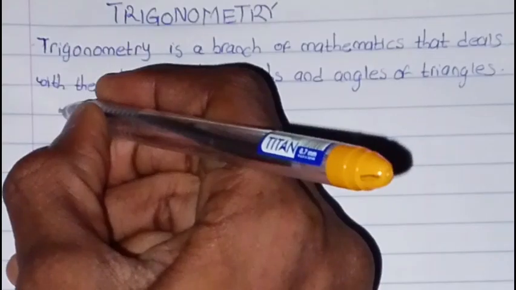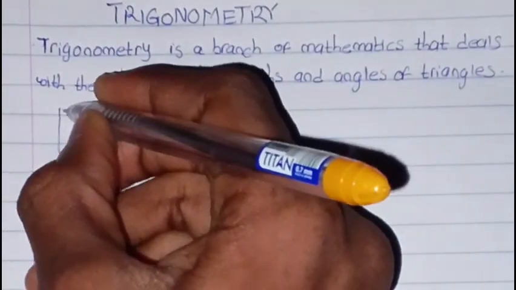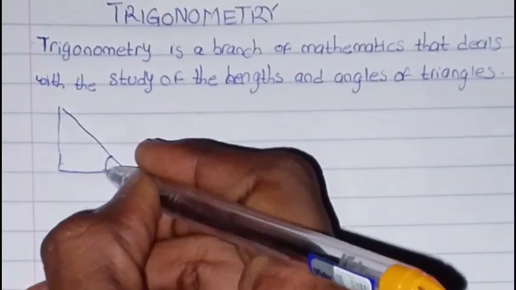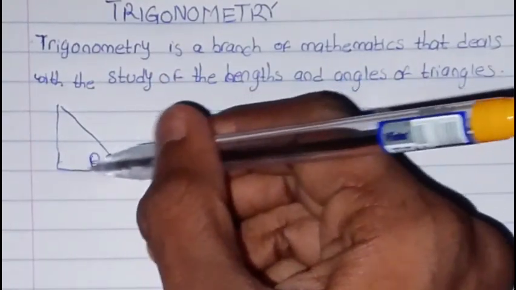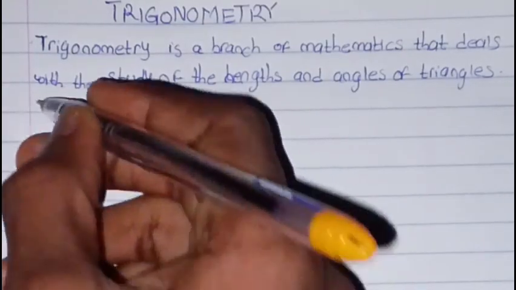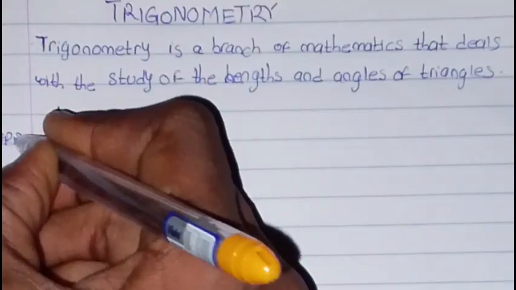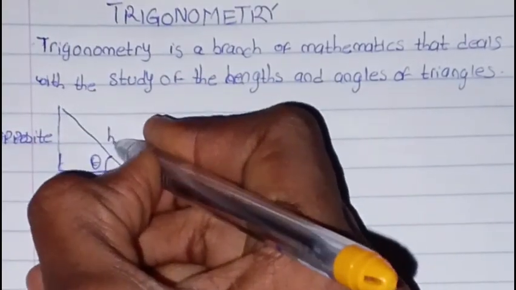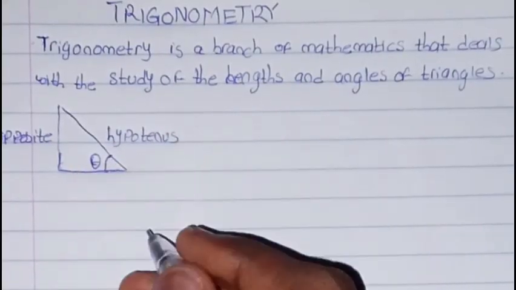Let's say you have a right angle triangle, presented like this. Now, if you have an angle here presented as theta, that's the angle this diagonal makes with the horizontal line, we're going to have that this theta is facing a certain vertical line here, which we call the opposite. The longest side of this right angle triangle is referred to as the hypotenuse. So these are terms which we use to define the sides of a triangle.